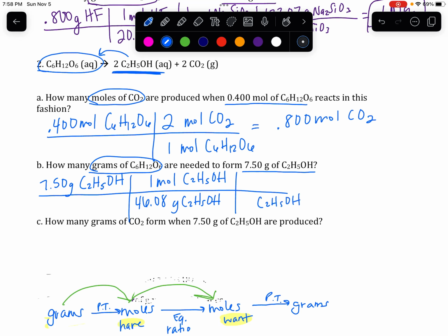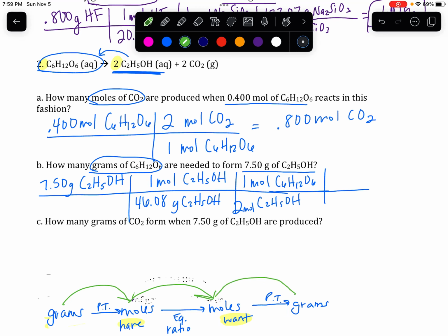If I have moles of C2H5OH at the top, that means that's what I need at the bottom. And my ratio tells me I just have 1. Oh, sorry, that's the wrong one. Got ahead of myself there. Here's my C2H5OH. My equation tells me I have 2 of those for every 1 C6H12O6. So I have a 2 to 1 ratio there.